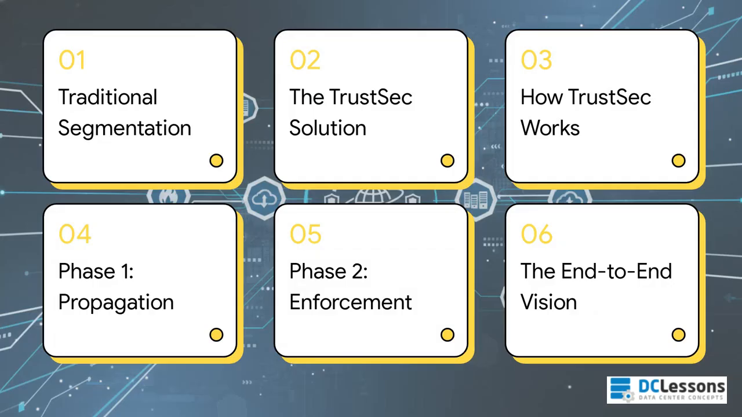So, here's our game plan. We'll start by looking at why the old, rigid way of doing things just doesn't cut it anymore. Then we'll introduce the TrustSec solution and really break down how it works. After that, we'll get into the two key phases for deploying this on SD-WAN, getting the identity out there and then actually enforcing the policy. And to wrap it all up, we'll see how it creates this incredibly powerful end-to-end security vision.